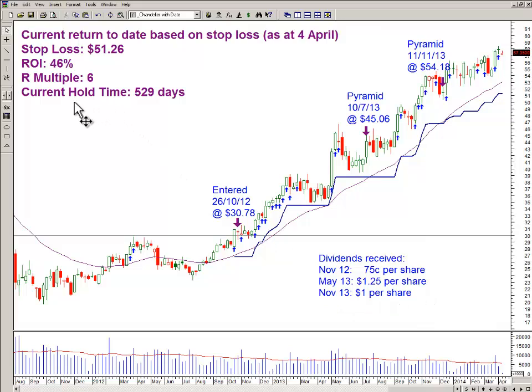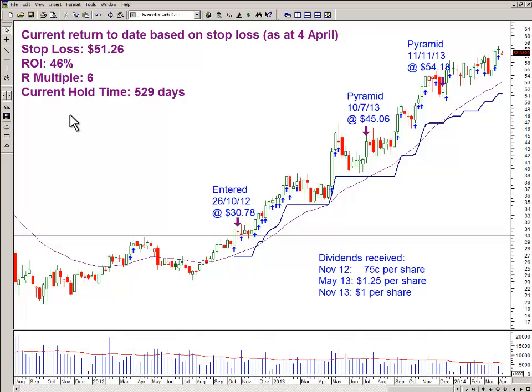So to date, this trade has been held for 529 trade days. Currently, based on where its stop loss is sitting on the chart at $51.26, I have made a 46% return on the trade so far if I am stopped out of this trade tomorrow. And I would have made a 6R multiple return if my stop is hit. So I've made 6 times my risk size on this trade.